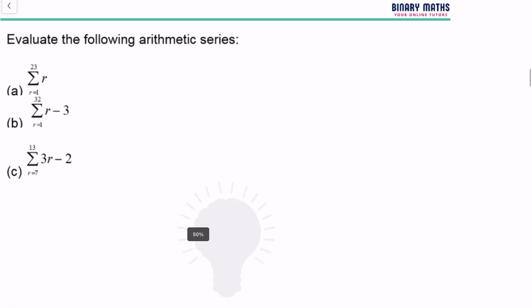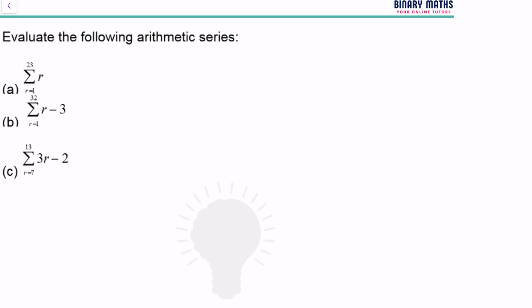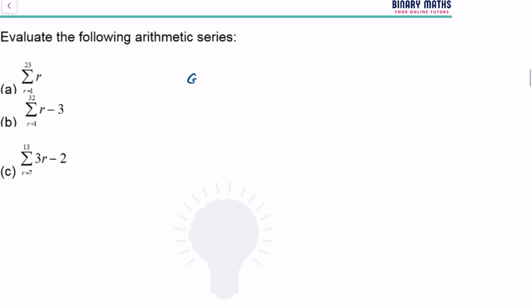So evaluate the following arithmetic series. Okay, let's move it around a bit. So let's just go for A here. So the sum of r equals 1 to 23 of r is the same thing as 1 plus 2 plus 3 plus and so on, all the way up to 23.